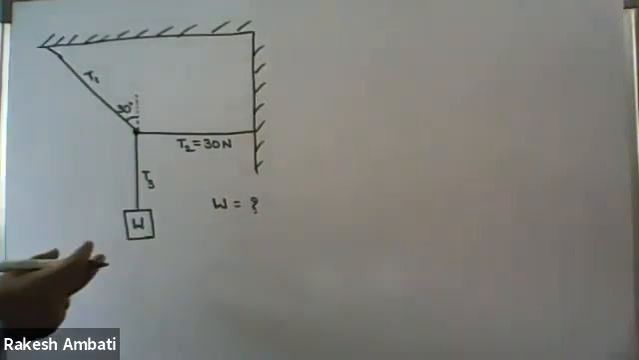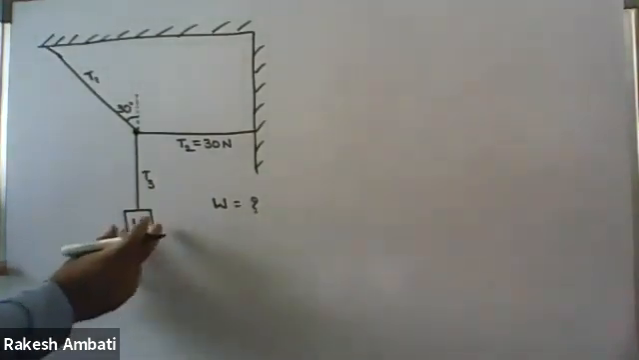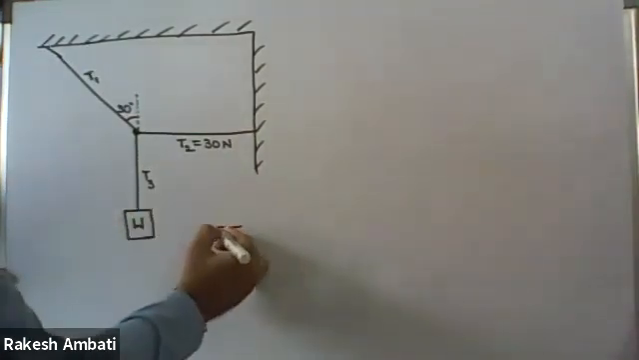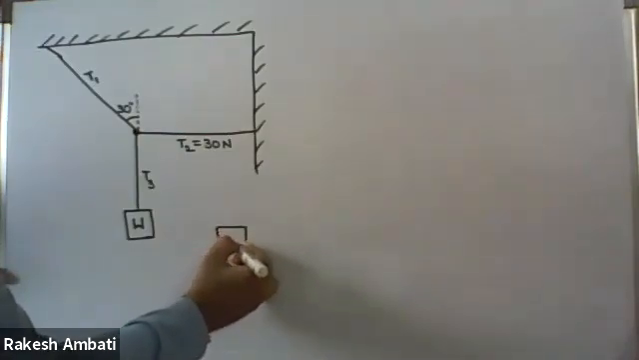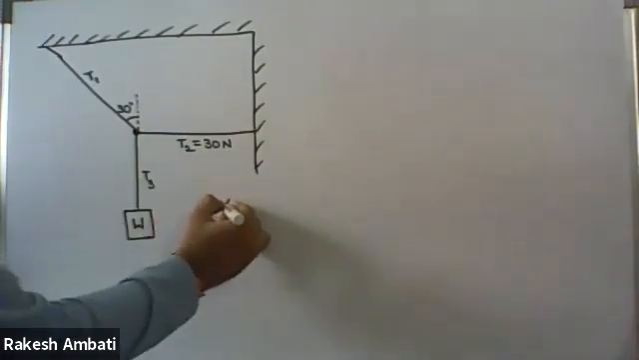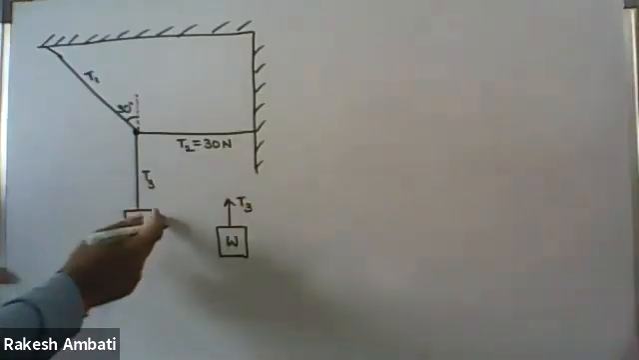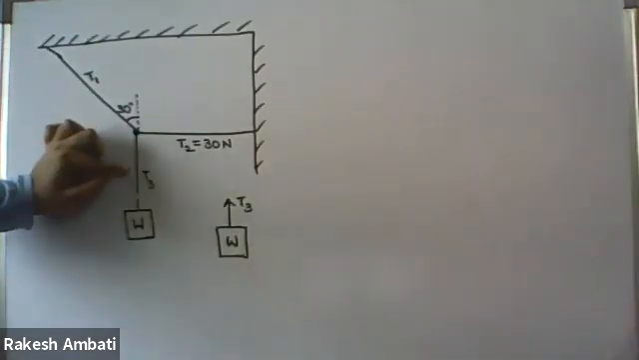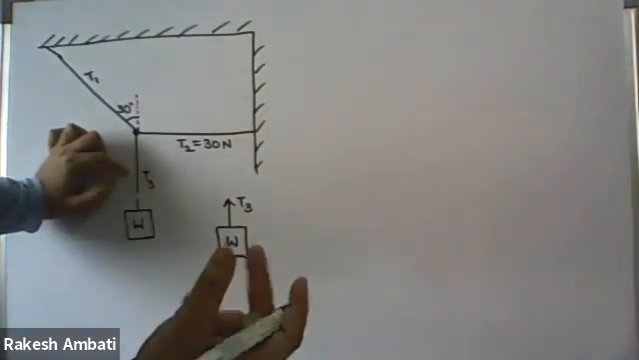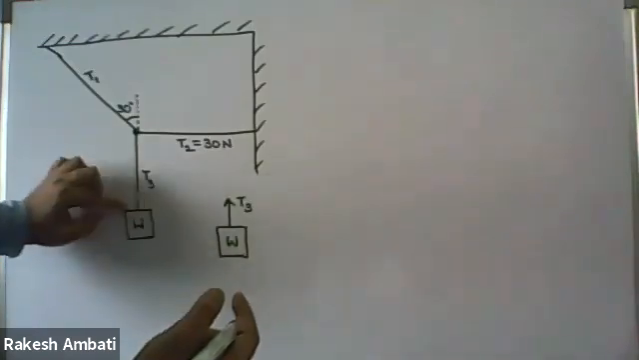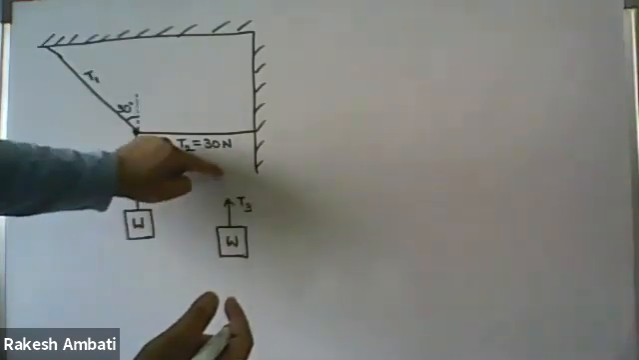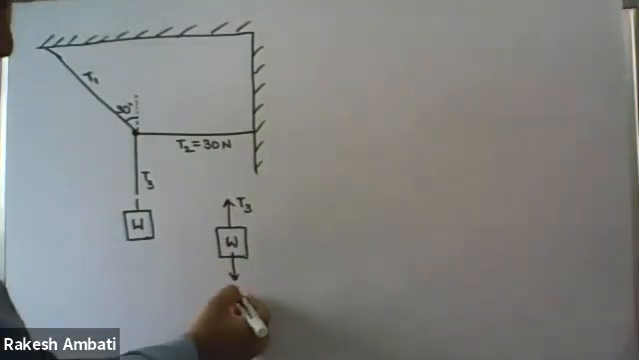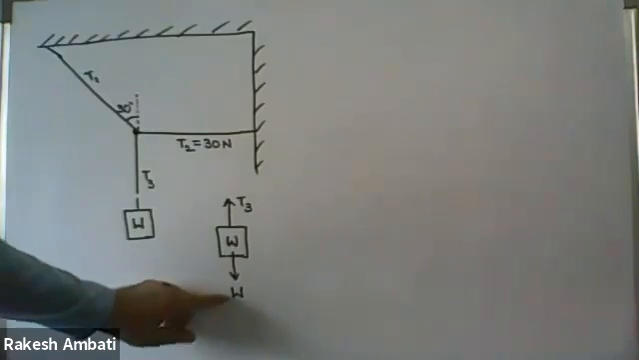First of all, here I'm drawing the FBD of W. This block's free body diagram I'm drawing. For this weight, for this block or object, it is the direction of T3. What is the direction of tension force? Always away from the object along the string. And weight W, what is the direction of weight? Downwards.